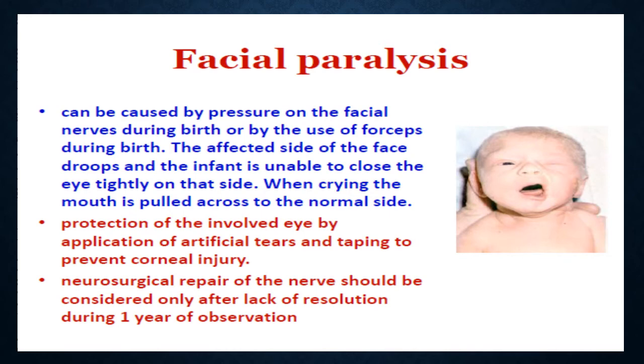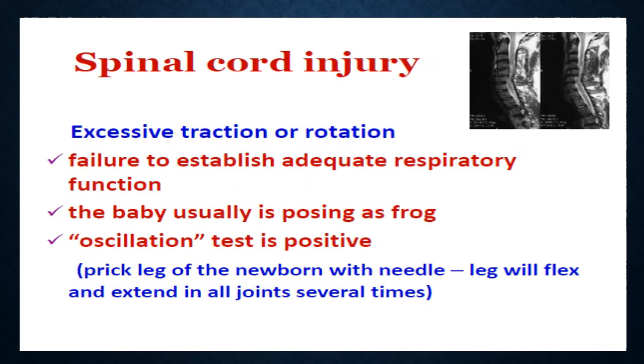The facial palsy is the same as you see in adults. The main cause is pressure on the facial nerve, especially using forceps during delivery. Of course, undue force or incorrect placement of the blades of the forceps. The picture is the same as the adult cases. Prophylaxis is better, but if it happens, neurosurgical repair of the nerve should be considered only after lack of resolution during the first year, as most cases resolve completely without any intervention.